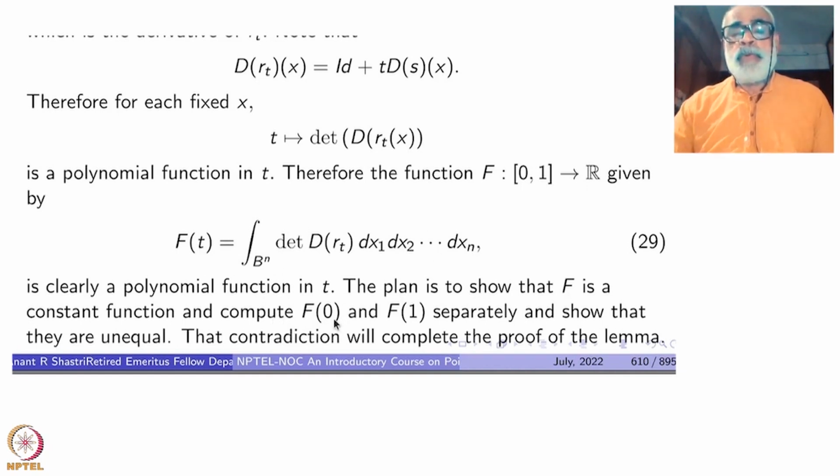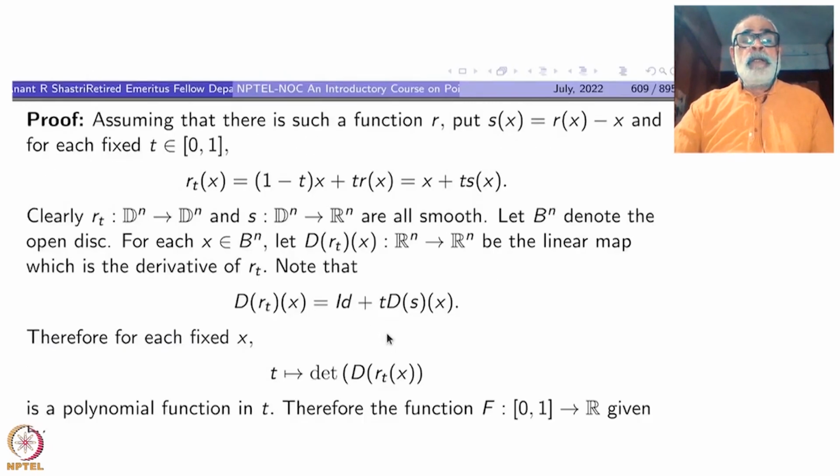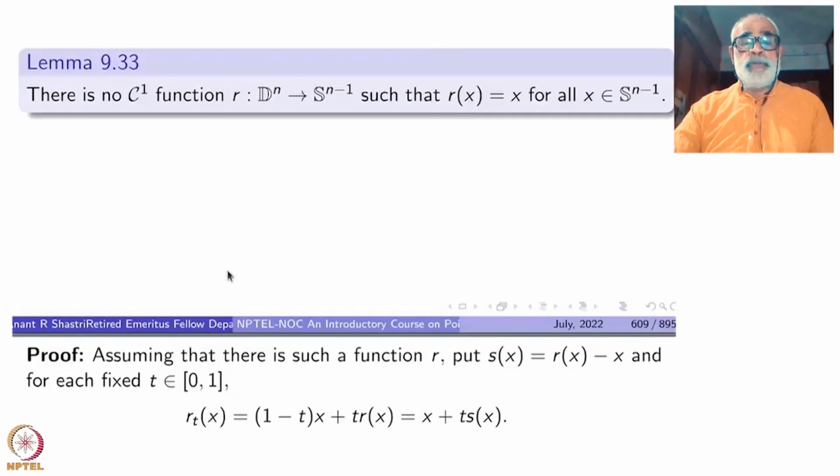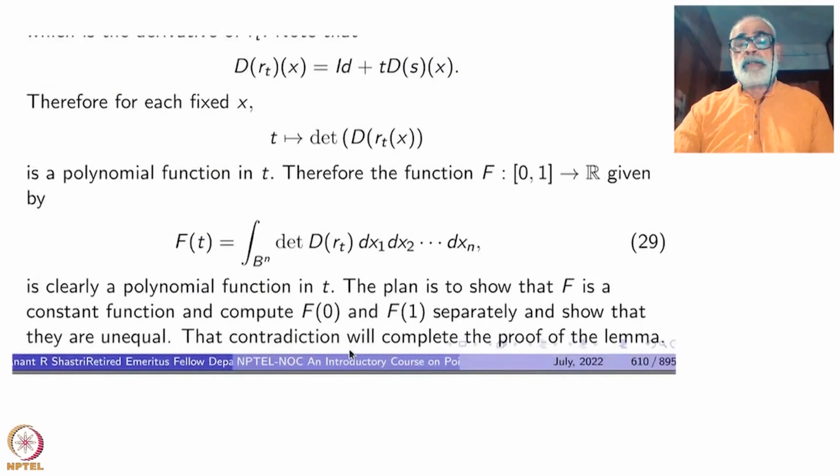Then we will compute f0 and f1 separately and show that they are unequal. That is a contradiction. We started with the statement that there is no such function; we assumed there is a function, so we are getting a contradiction. That will complete the proof. So what remains? We have to compute f0 and f1.